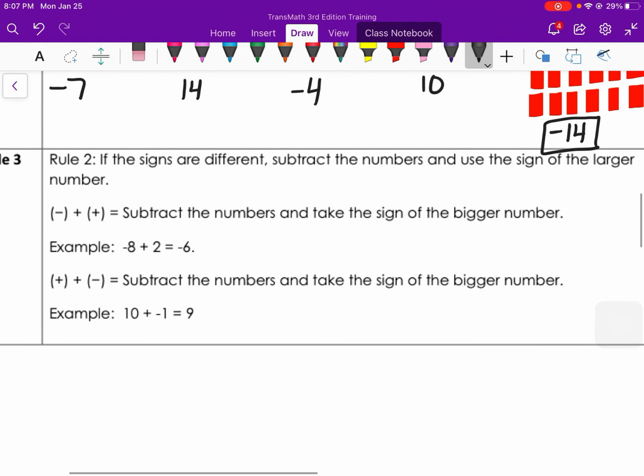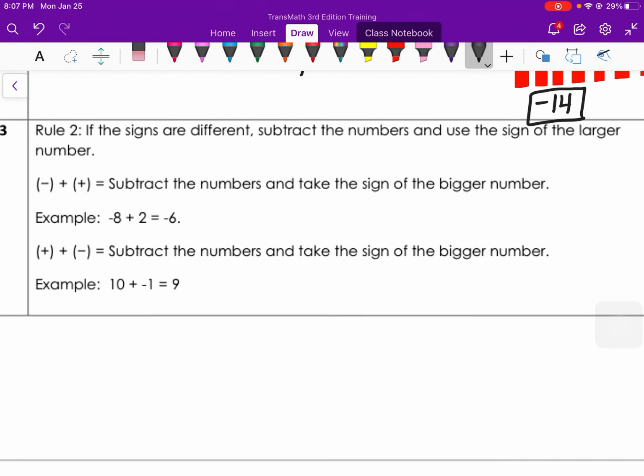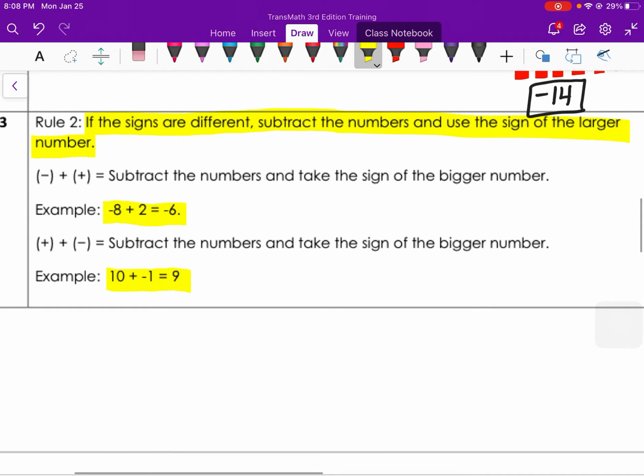Now, if they are different, it becomes a little trickier. If the signs are different, subtract the numbers and use the sign of the larger number. So for example, negative 8 plus 2, 8 minus 2 is 6, but you have more negatives, so you keep the negative. 10 plus negative 1, you have more positives, so your answer is positive. You subtract the two numbers, you take the sign of the bigger one.